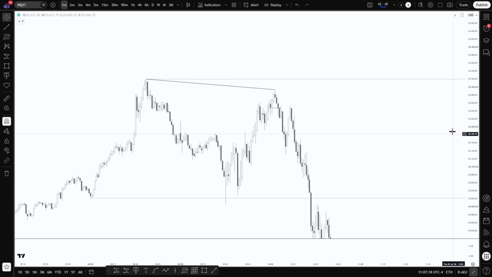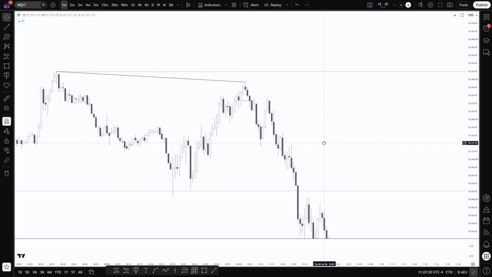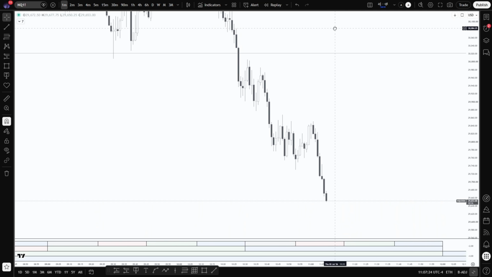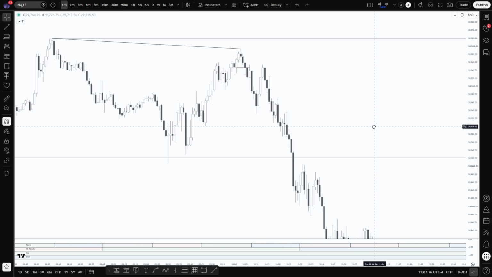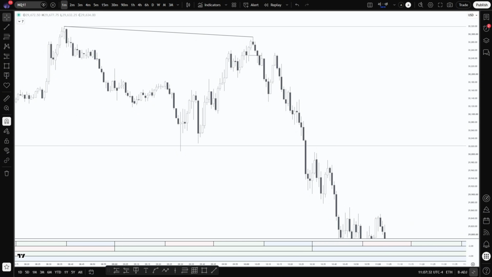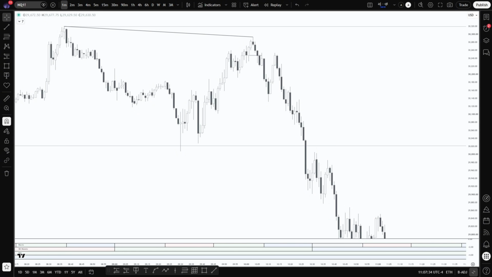And then for any continuation setups, it doesn't look like ideal continuation structure for me, but it seemed to keep playing out. But yeah, that was my trade. That was what I had taken.